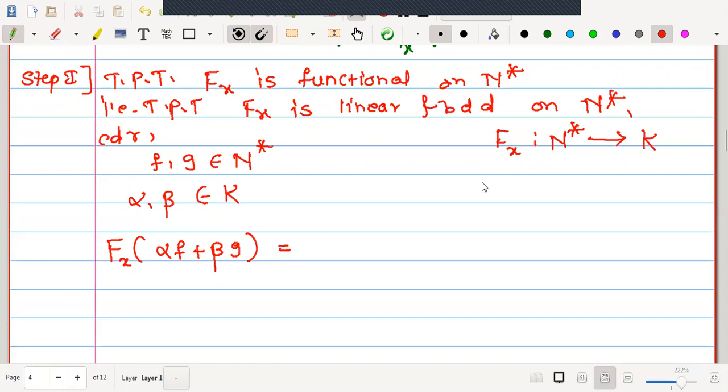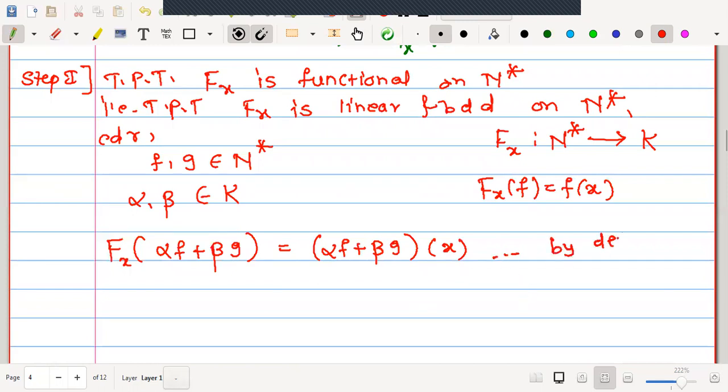But what is the definition? Fx operated on small f is small f of x. This is the definition, right? Therefore, Fx operated on alpha f plus beta g is nothing but alpha f plus beta g operated on x. Here this is by definition of Fx. Now here we will apply pointwise operation. First we will use it for addition. Therefore, this is alpha f operated on x plus beta g operated on x.